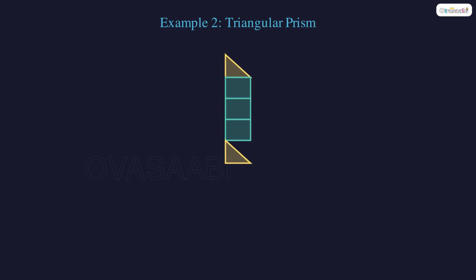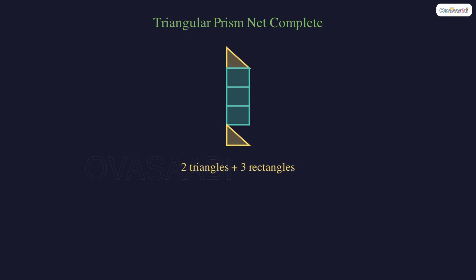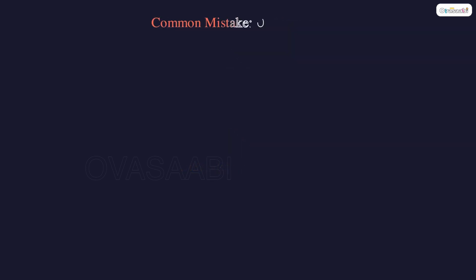Example 2. A triangular prism. It has 2 triangular ends and 3 rectangular sides. Watch how we unfold it carefully. The net shows 2 triangles and 3 rectangles. Make sure the rectangles' widths match the triangle's sides. This is a common exam question.